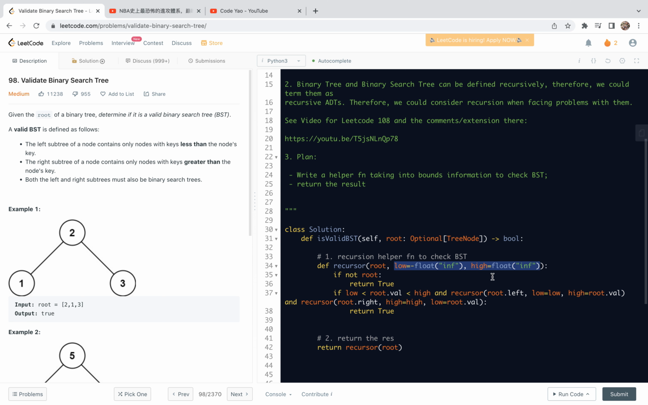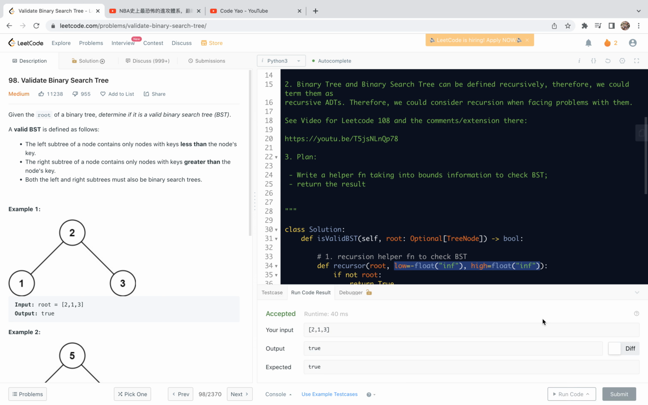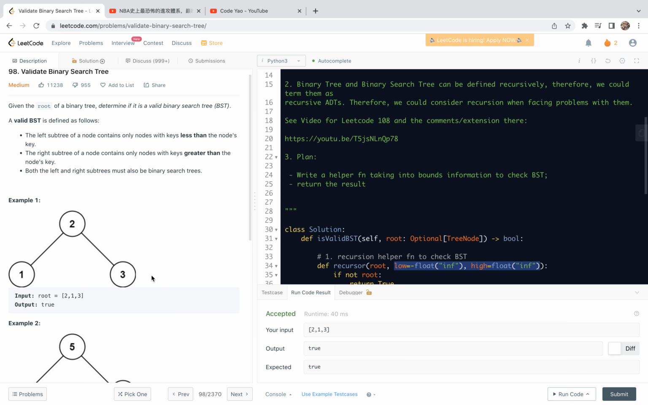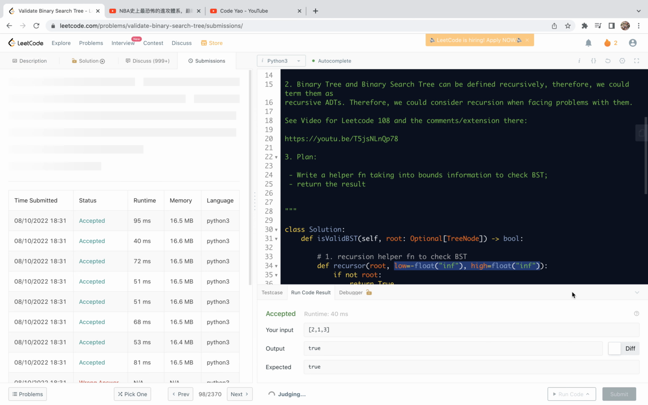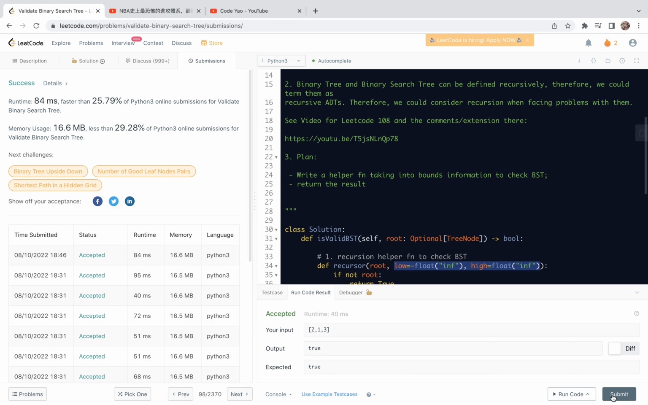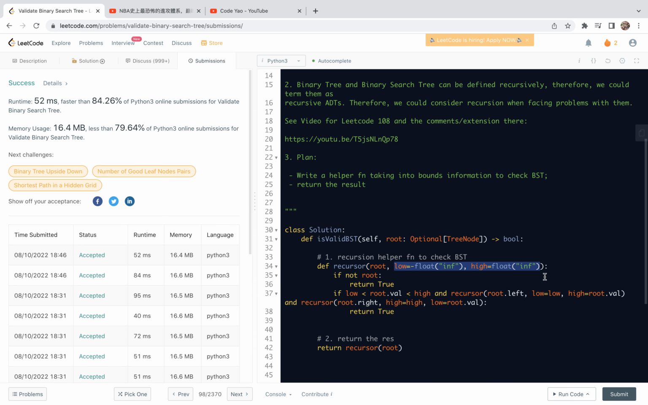With that said, let's do a check. It passes example 1, I guess. Now let's do the generic case check. Yeah, it passes all the cases. So I guess this is one full solution using recursion for this problem.